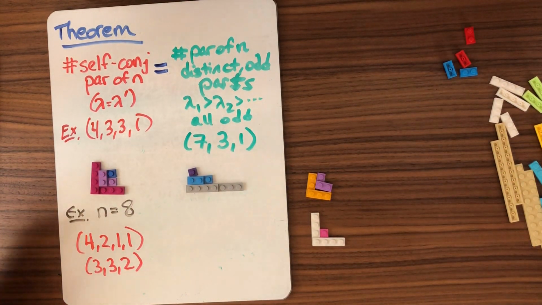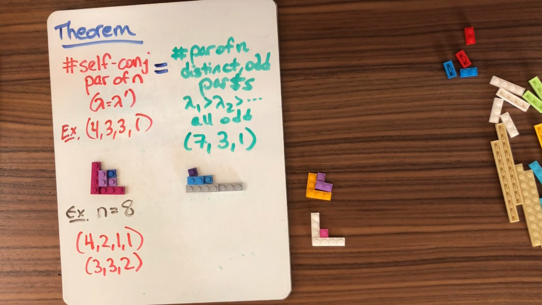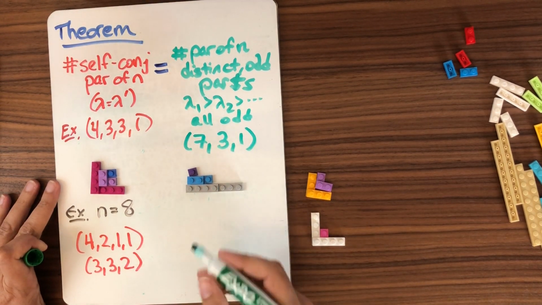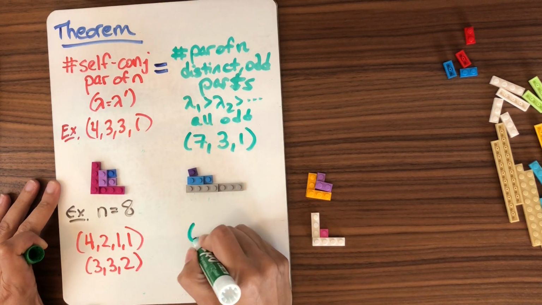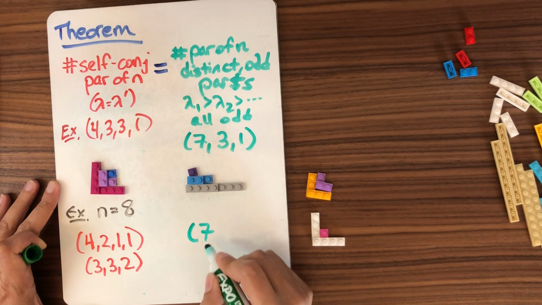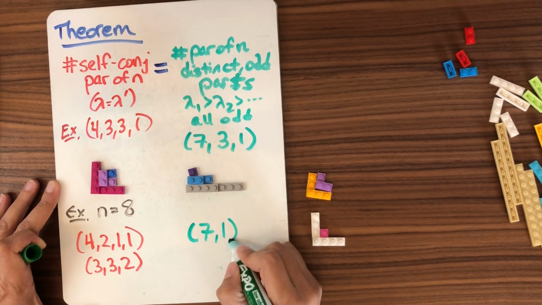Okay. What about on the other side? Well, on the other side, I want partitions of 8 into distinct odd parts. That's actually much easier for me to come up with. Here's a big odd number, 7. That's the biggest odd number we could have, and we finish it off with 1 more.